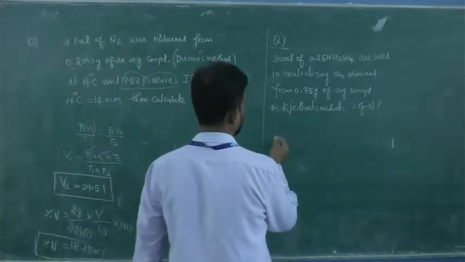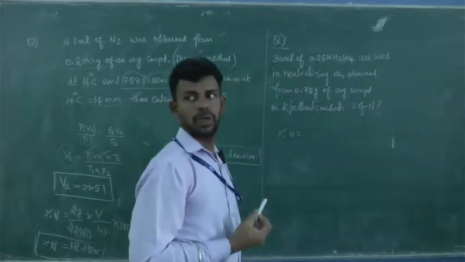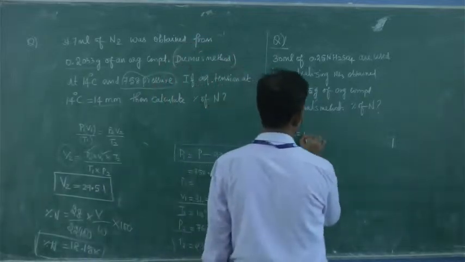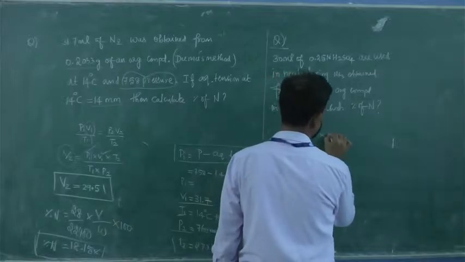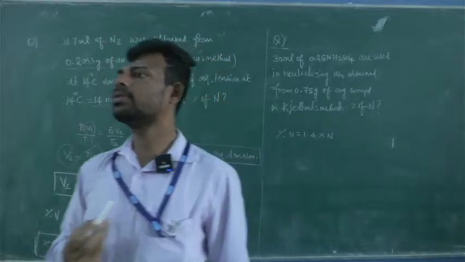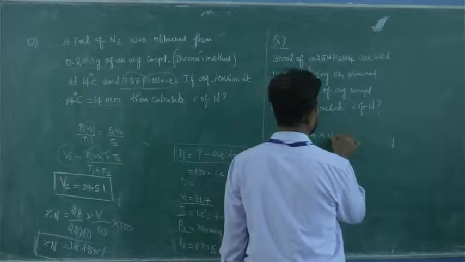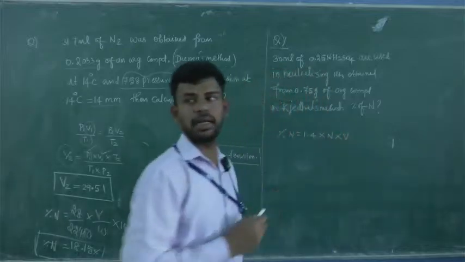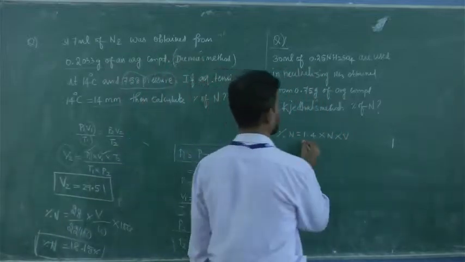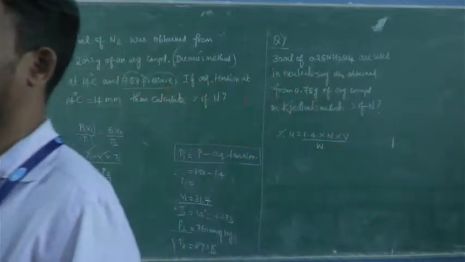We just write the formula. Percentage of nitrogen is equal to 1.4 into N. N means normality of what? Normality of sulfuric acid. Next, volume of sulfuric acid that is used, divided by weight or mass of organic compound. Is it clear?